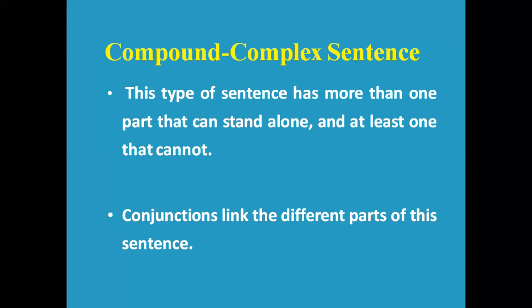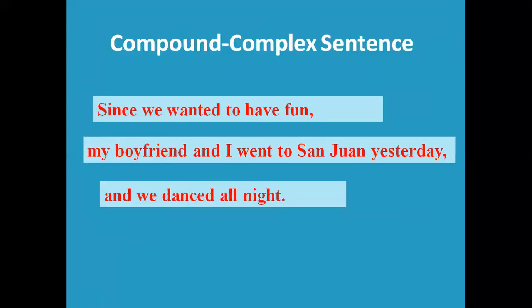Well, the last type of sentence, according to the structure, is the compound complex sentence. This type of sentence has more than one part that can stand alone and at least one that cannot. Conjunctions link the different parts of this sentence. Let's see the example. For instance, since we wanted to have fun, my boyfriend and I went to San Juan yesterday and we danced all night.